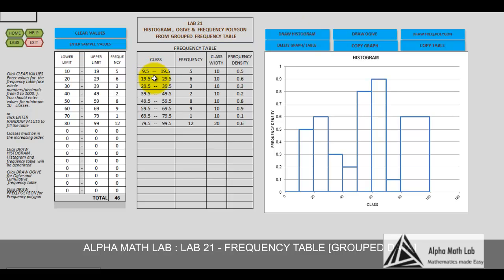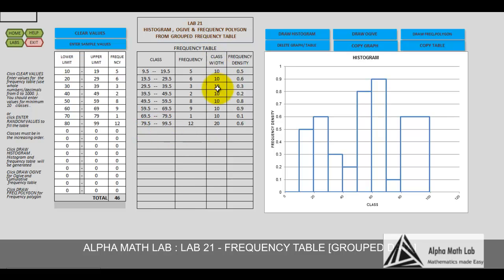The classes are 9.5 to 19.5. MATLAB makes the classes as continuous classes, 9.5 to 19.5, 19.5 to 29.5, etc. And the corresponding frequencies are entered over here. And the class width are 10 for each class except the last class. The last class, the class width is 20 because it is from 79.5 to 99.5.